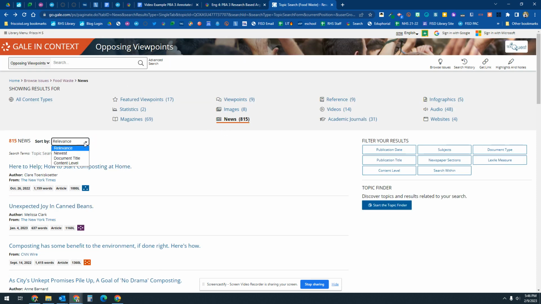But you can sort here by newest, you can sort by document title, you can sort by the content level. Remember how I showed you those right there? So there's lots of different ways that you can sort these to go through them a little quicker.